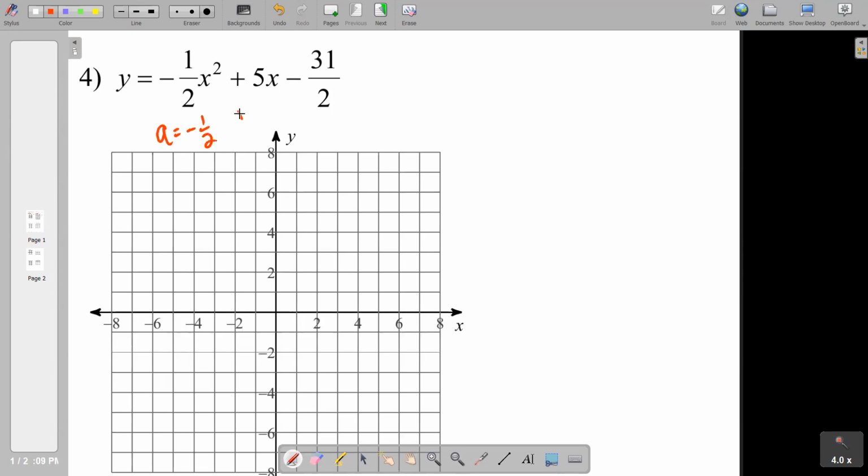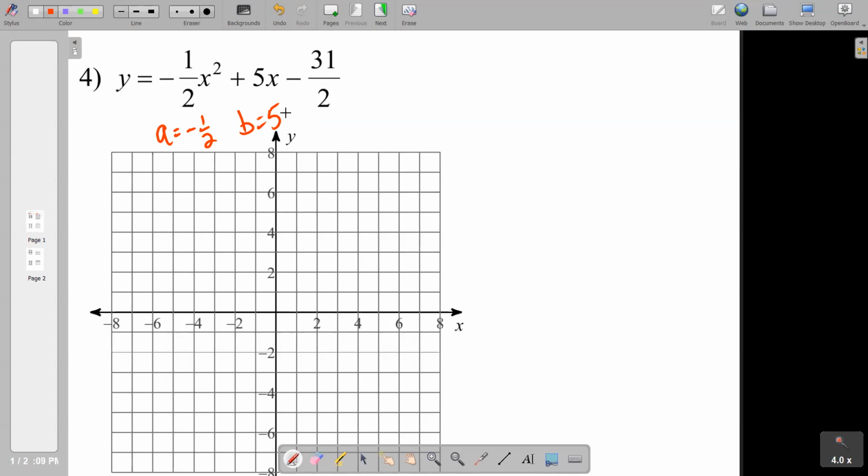-1/2. What's B? 5. Good. Is everyone clear that we're on problem 4, right? I did skip 3 because 3 was too similar. I wanted this to be a couple new things, so I went ahead and skipped 3.